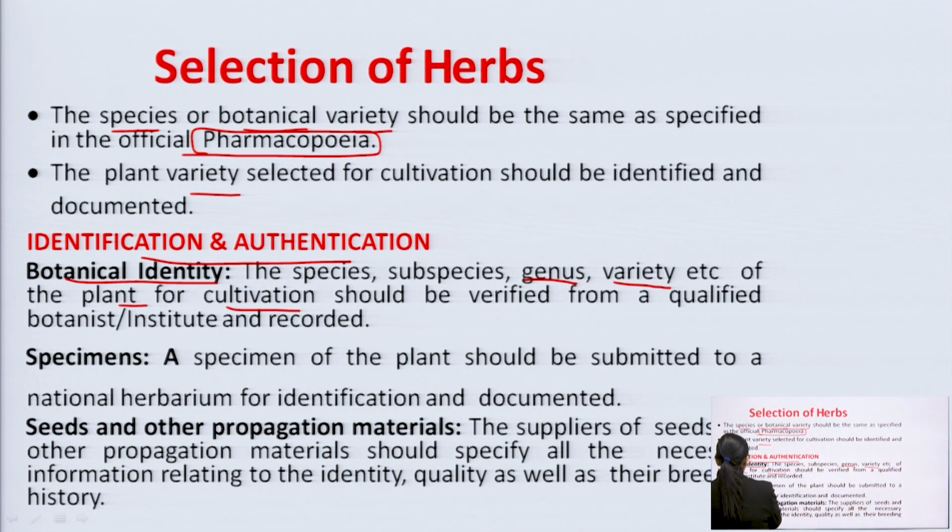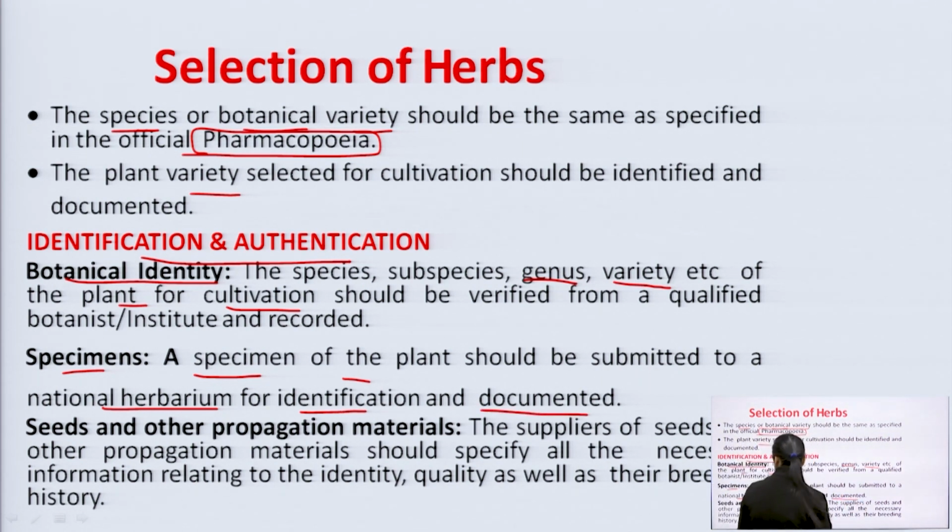Or specimens. A specimen of the plant should be submitted to the National Herbarium for identification and documented. And seed and other propagated material, how they are identified. The suppliers of the seeds and other propagation material should specify all the necessary information related to their identity, quality, as well as their breeding history. So these are the different ways by which you identify the herb.